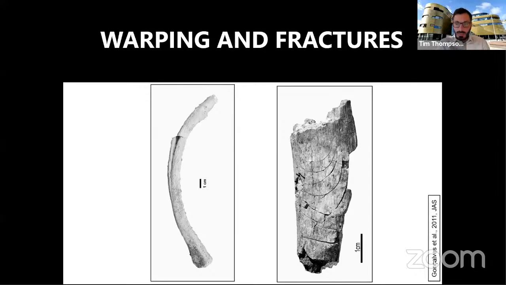It's not true in all cases. We have done some work to show that you can still get some U-shaped fractures in some bones that have gone through a period of decomposition, but we think that's still happening because the collagen is still present in the bone.